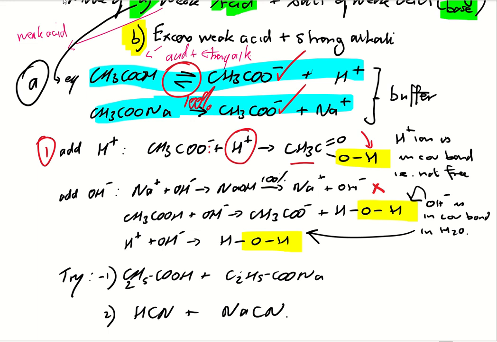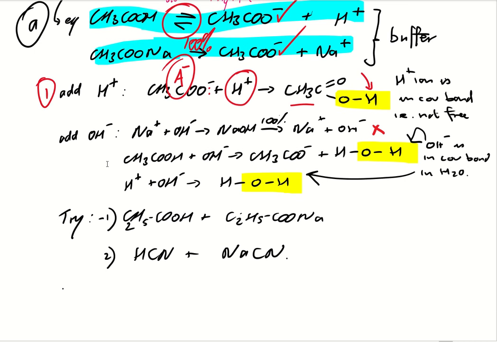All you've really got to do is work out what is the A minus ion, the negative ion produced in your buffer, up above in the blue highlights, that carries out this chemistry. Okay, right, let's have a look at what happens when I add hydroxide.